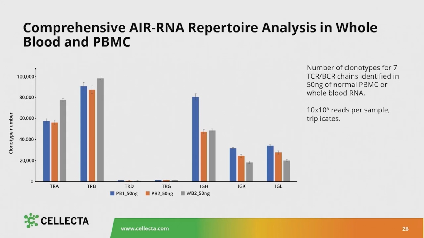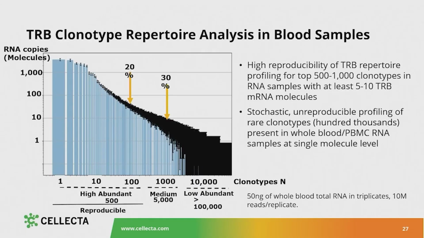Here's a typical example. For example, you take a PBMC or whole blood sample, 50 nanogram RNA, run this assay, and you get approximately 100,000 clonotypes for the T cell receptors and for the B cell receptors, all 7 chains. The question is, you repeat this experiment 3 times. Is the data going to be reproducible, the clonotypes that you identify in 3 experiments? And the simple answer is no. They are not reproducible at all.